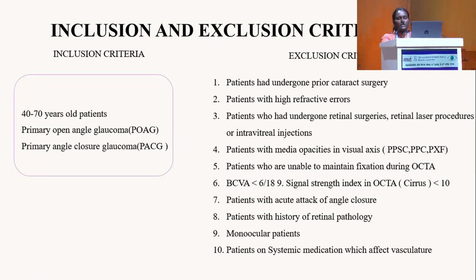We included patients in the range of 40 to 70 years with primary open angle glaucoma and primary angle closure glaucoma. We excluded patients who underwent prior cataract surgery, with high refractive errors, patients who had undergone retinal surgeries, with media opacities in the visual axis, and who were unable to maintain fixation during the procedures, best corrected visual acuity less than 6/18, and signal strength of OCT angiography less than 10, patients with acute attack of angle closure, patients with history of retinal pathology, monocular patients, and patients on systemic medications which affect the vasculature.